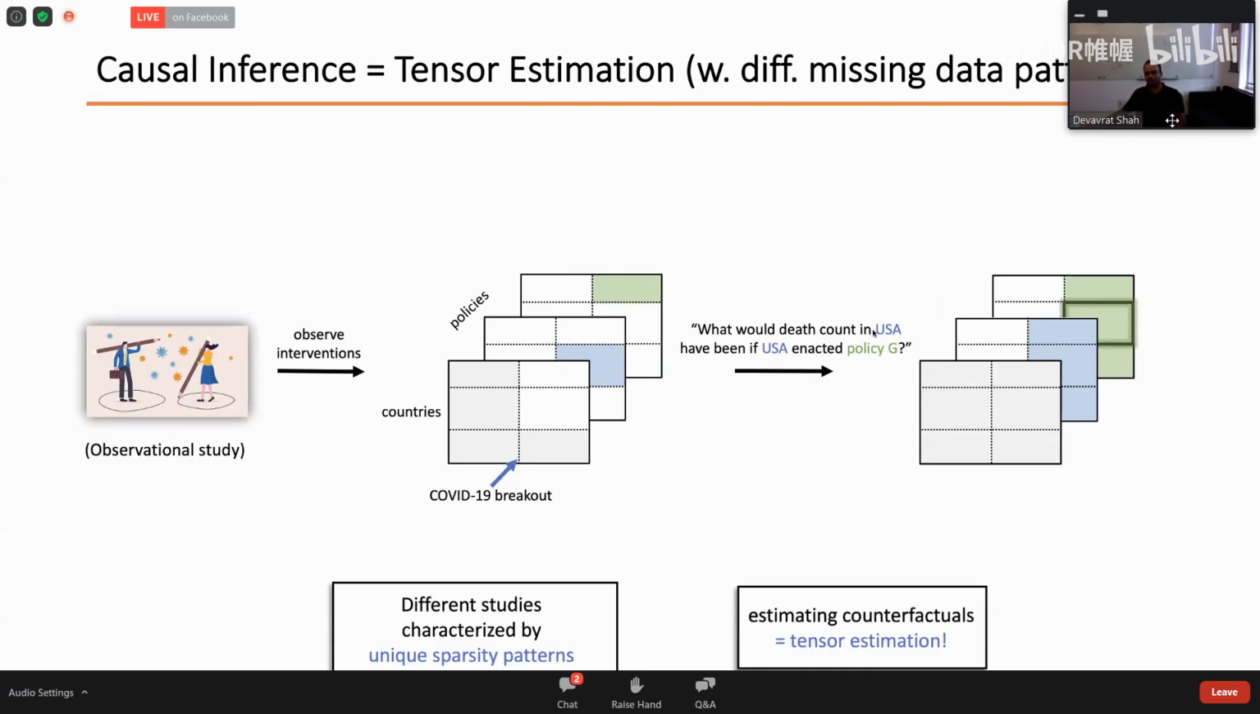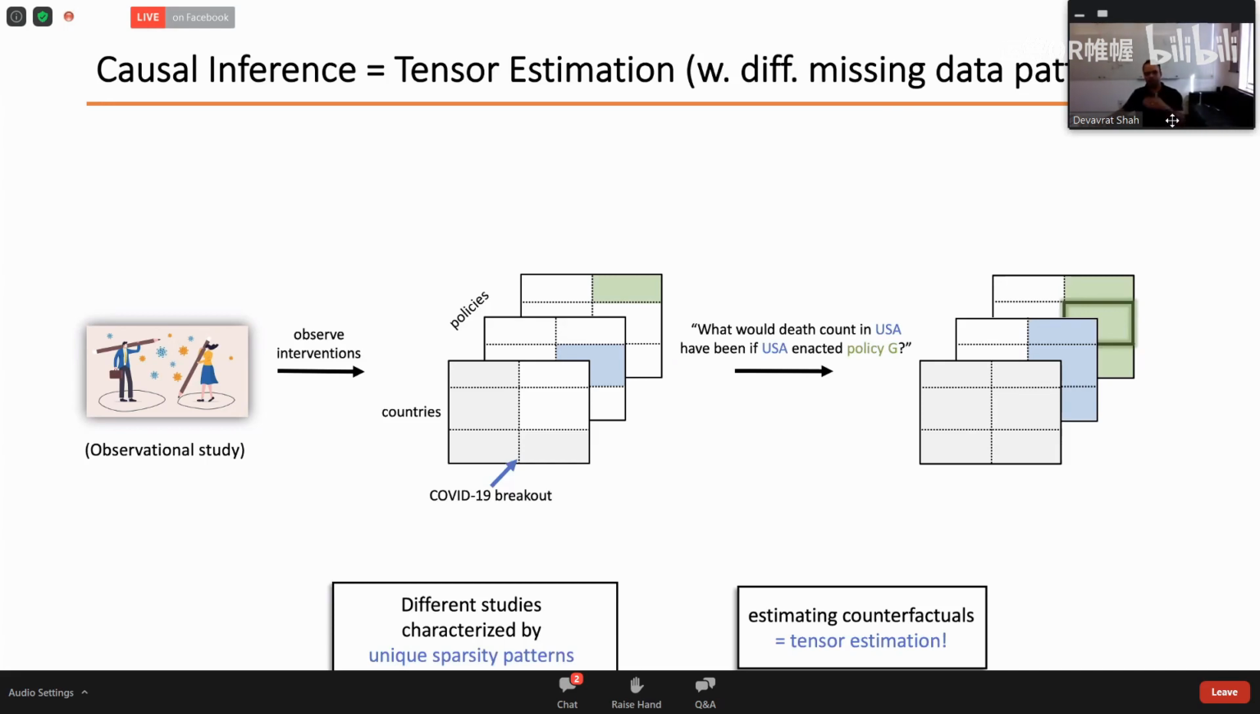That is, what would happen to the United States under different interventions. So in a nutshell, viewed from the lens of tensors, causal inference, whether it's experimental or observational or a mixture thereof, is all about doing tensor estimation. It is estimating all the missing values in the tensor as well as denoising the observed data under different sparsity patterns of observations. So in a sense, this brings us closer to the problem of tensor estimation, which is reasonably well studied in the world of machine learning.